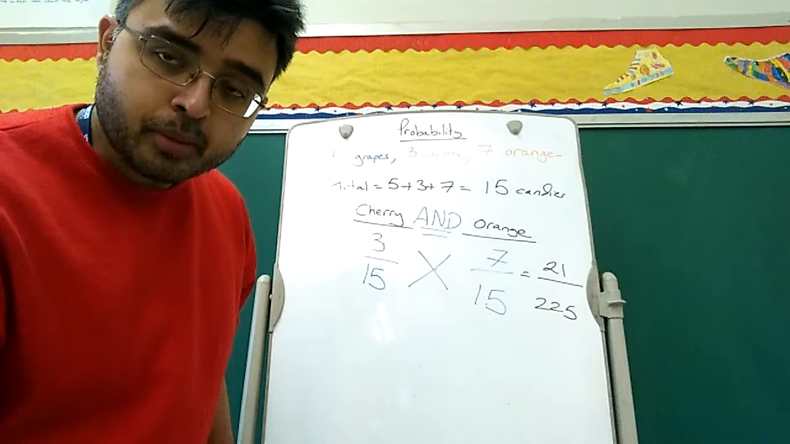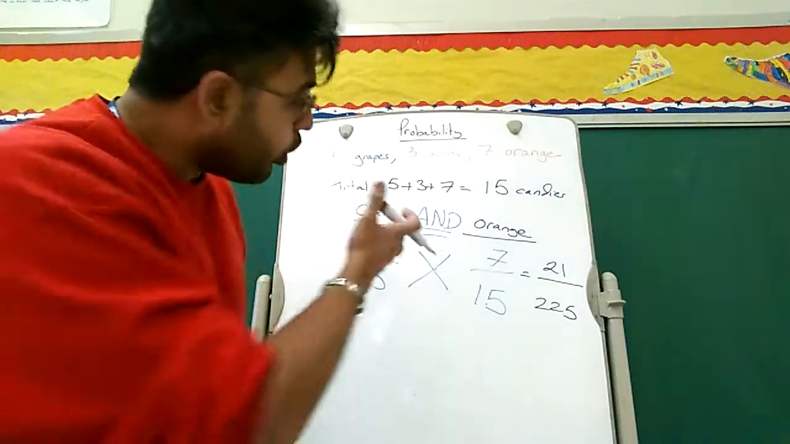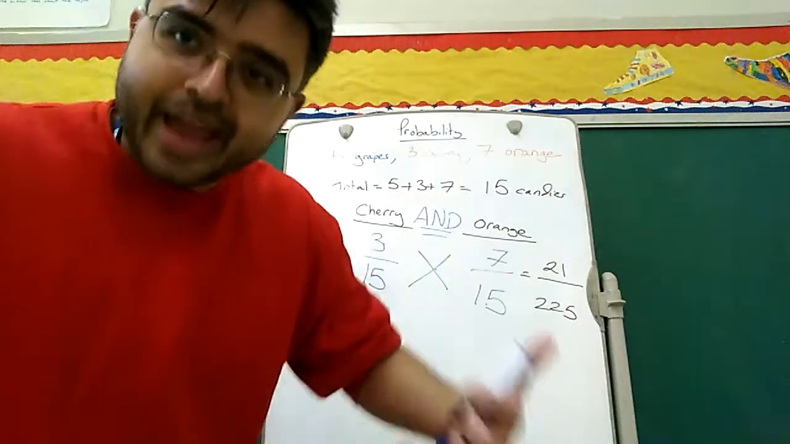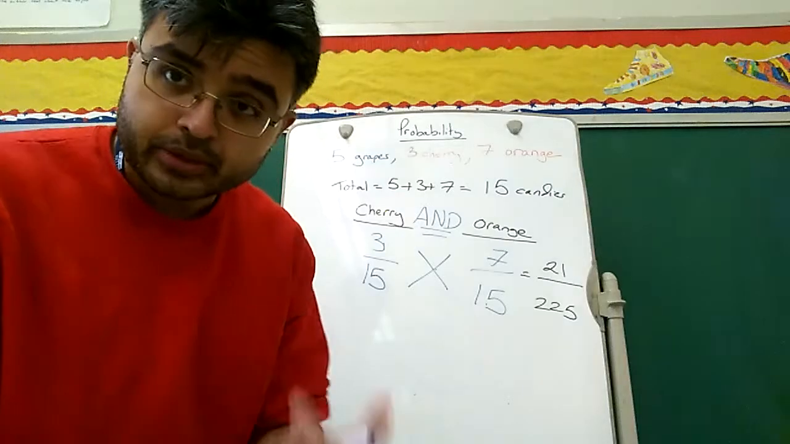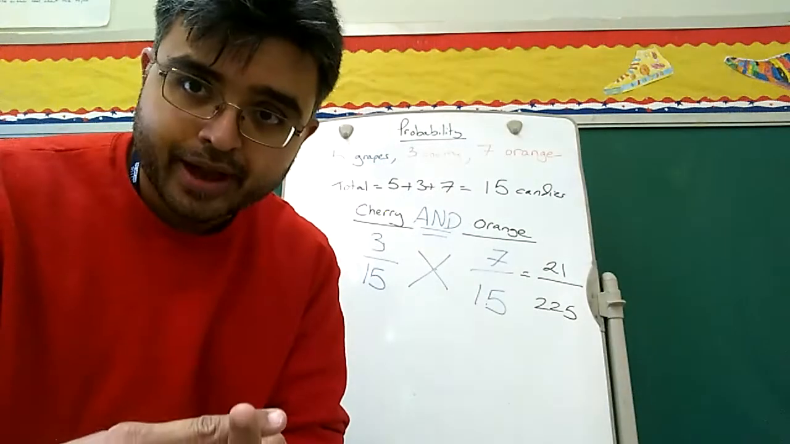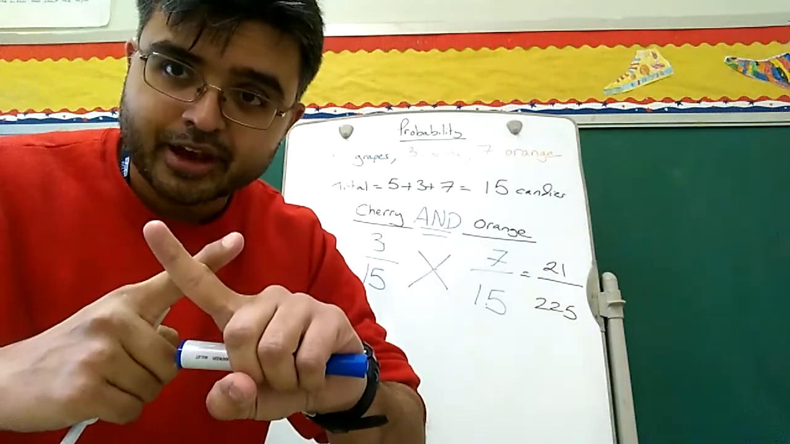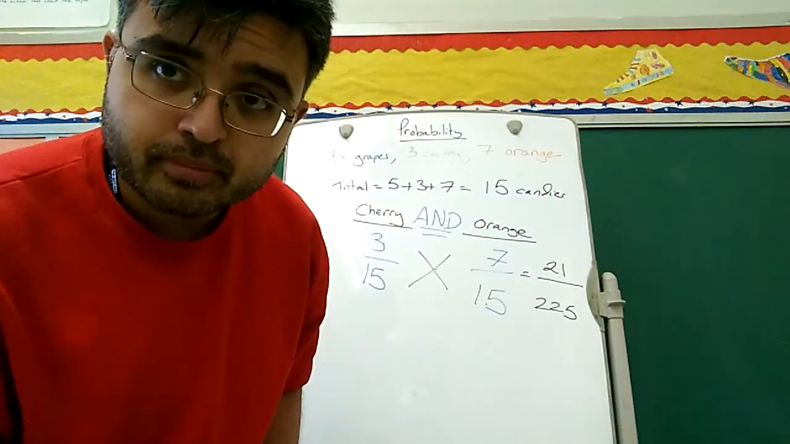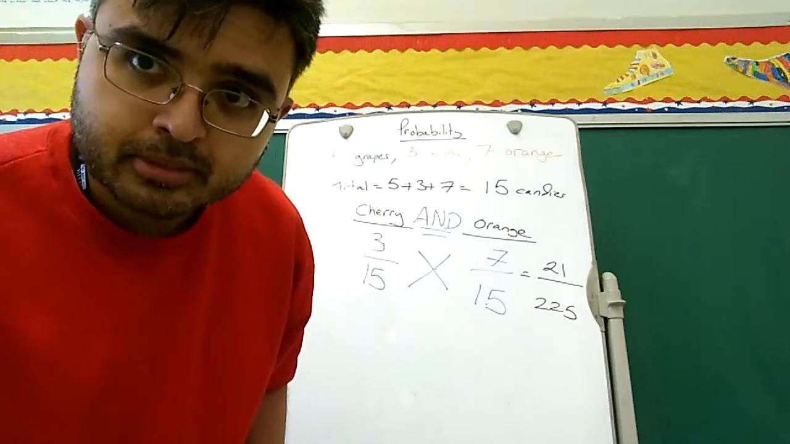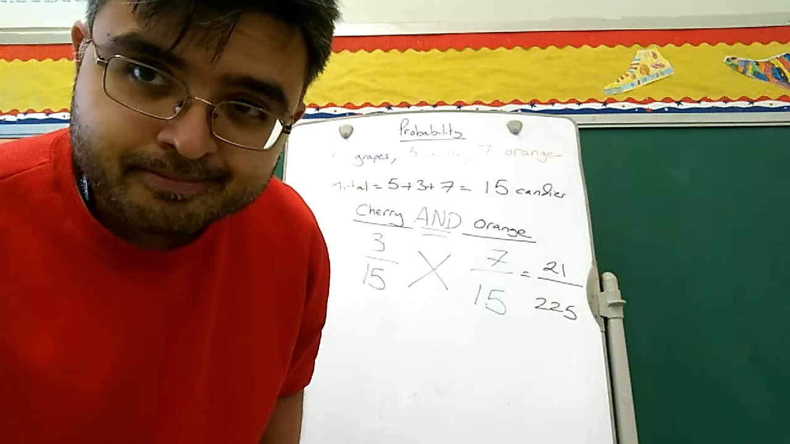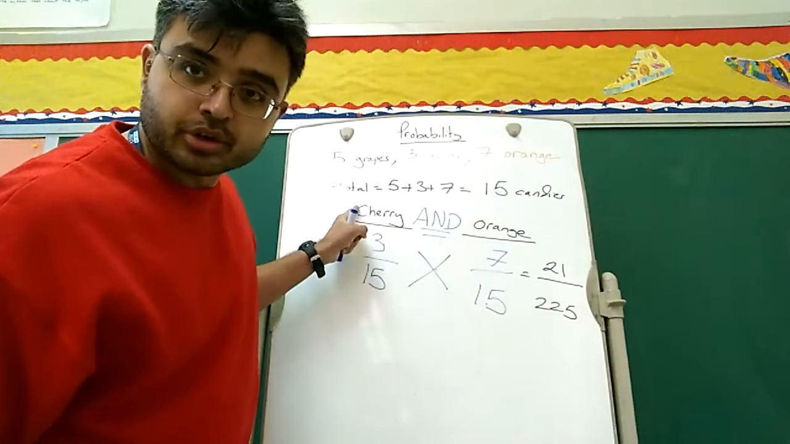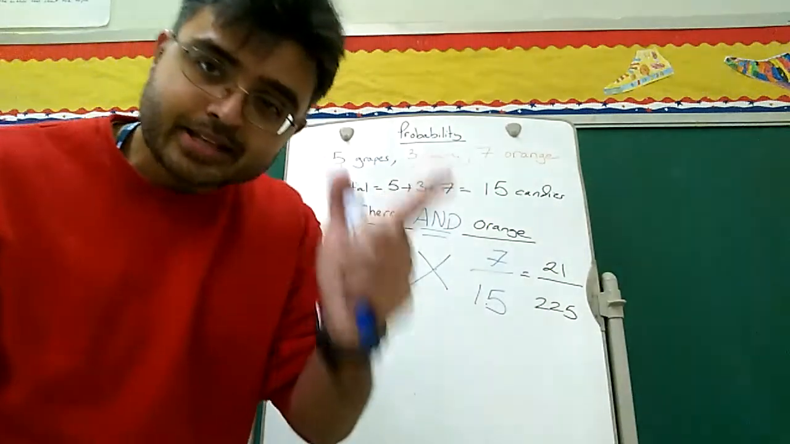That is how you do probability using the "or" and "and" functions. When you use "or", you've got to add the fractions. When you use "and", you have to multiply the fractions. And that's all the kids need to remember. And the most important thing, of course, in a probability question is to find the total. And that's how you do probability.